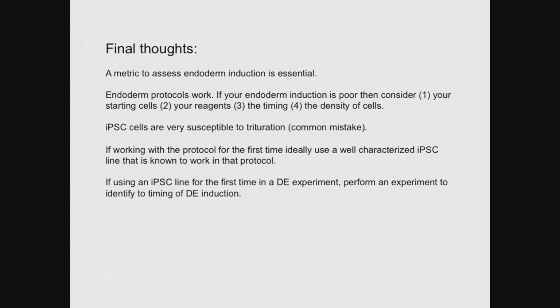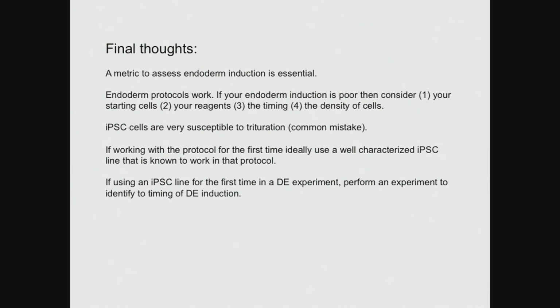I would suggest if you are using a protocol for the first time, if you have access to an iPS line that you know is supposed to work in this protocol, that's a good way to start. For example, if you've never done the lung differentiation protocol and you're going to use an iPS line that you derived and it's never been tested in the protocol, that's two big variables. There are a couple of lines that are very well validated at this point. They definitely work in the protocol. Probably makes sense to start with that line.